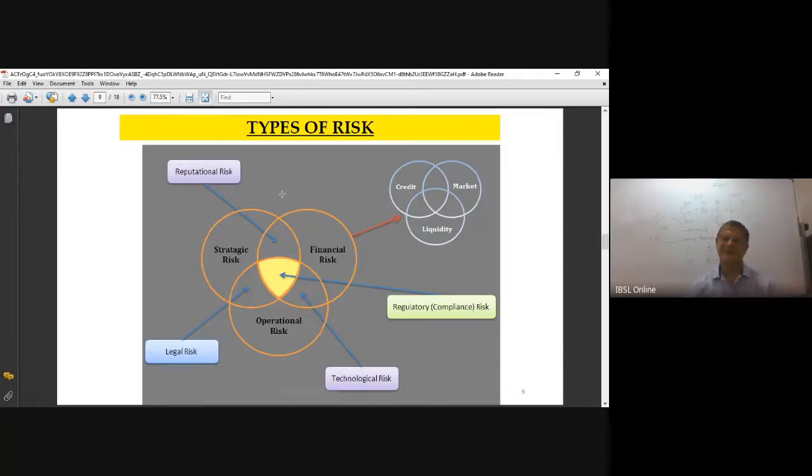The moment you open your business to the public, you are subject to operational risk. I have classified it earlier as something to do with people, something to do with your systems, something to do with your processes, and also external events that may affect your operations.